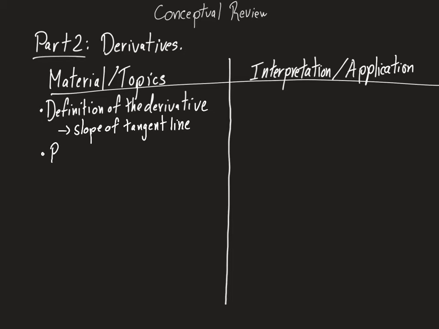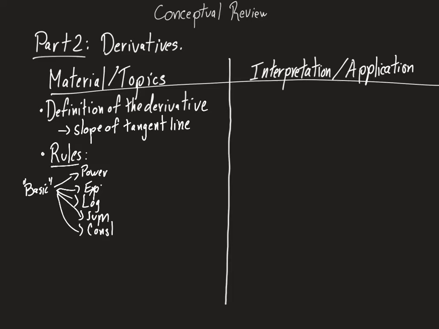Then we went over a bunch of derivative rules, right? And I break them up into the basic rules, which are the power rule. They are the exponential rule. They are the log rule. They are the sum rule. And the constant multiple rule. We went over these very sort of basic rules.